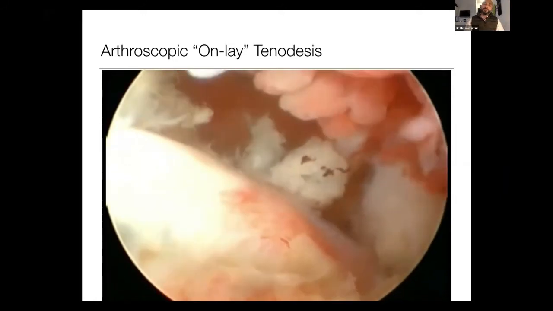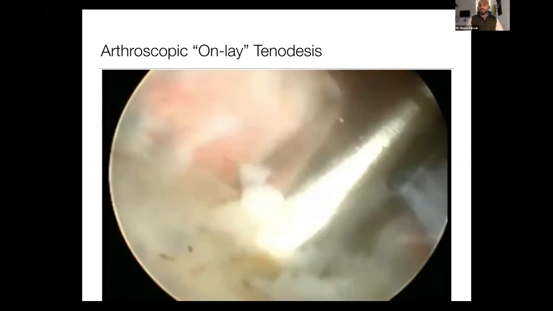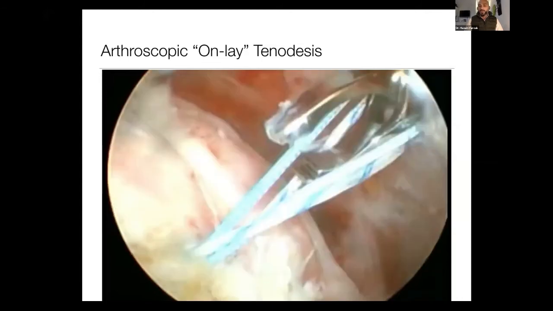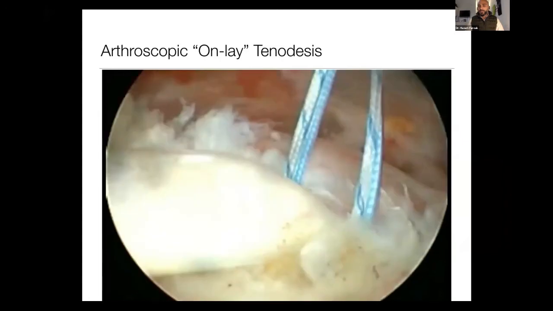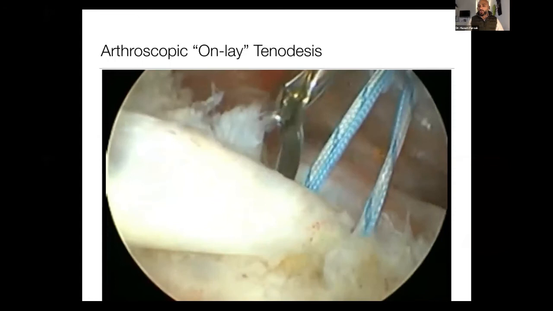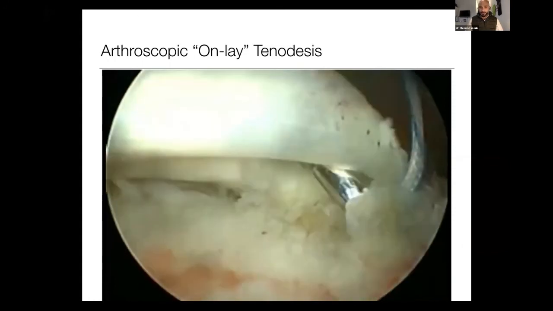So I decided, of course, to tenodese it, and with the use of just the 30 degree scope, just above the entrance of the groove, I put my anchor sutures, and then I pass my suture around and through the biceps tendon in order to fix it in place, and later I do the tenodesis.